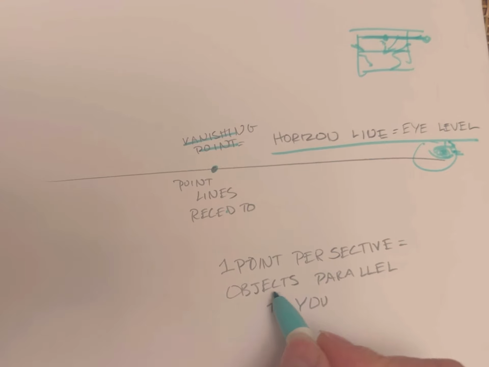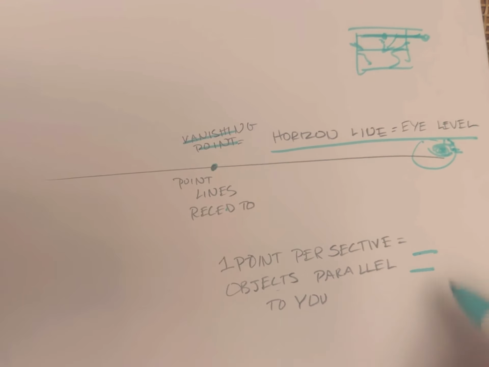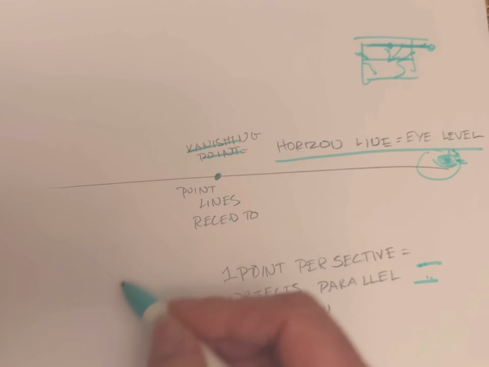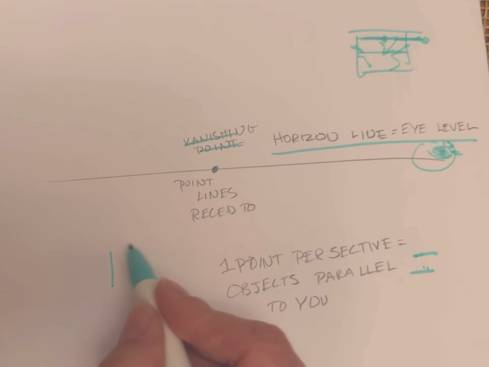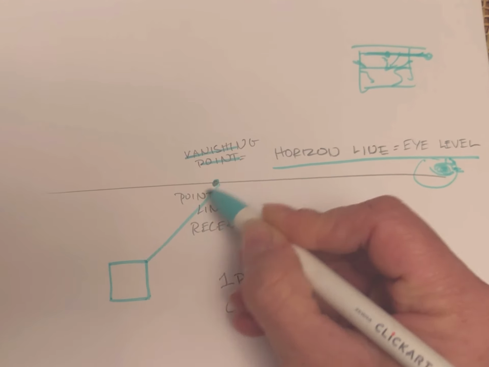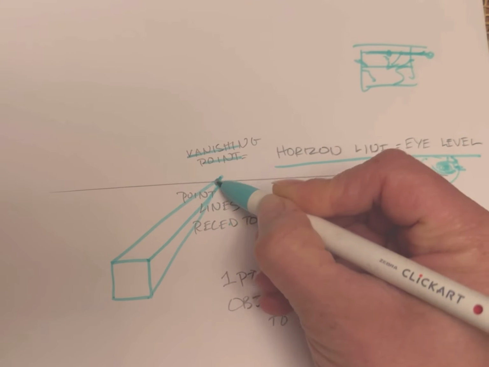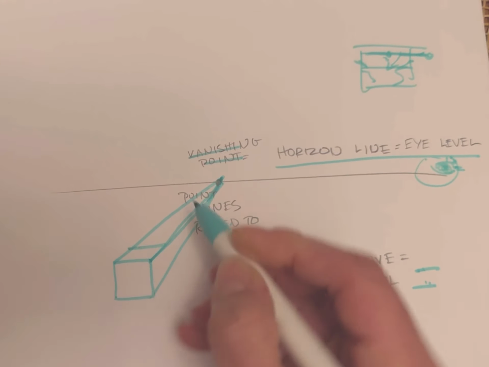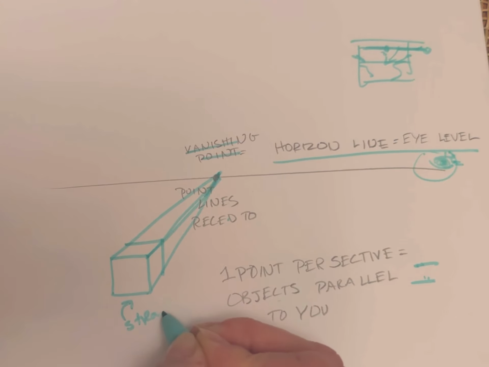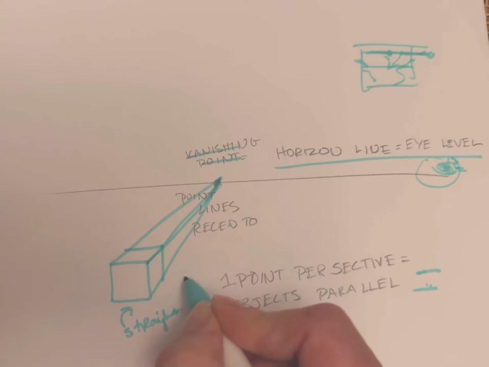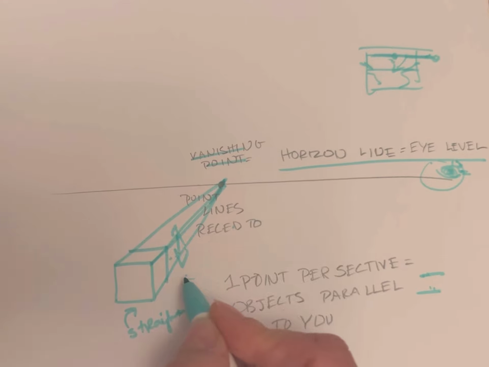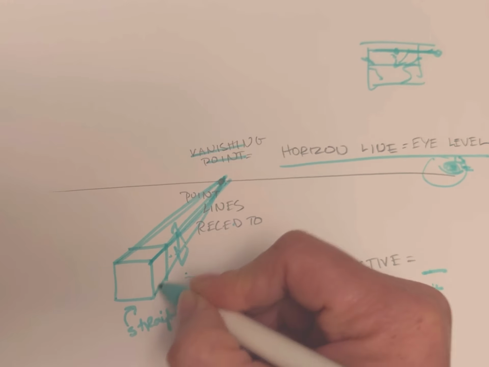Now in one-point perspective, all the objects will be parallel to you, okay? They'll be straight across from you. They won't be tilted or turned. So if we were to do, for instance, a box in one-point perspective, it might look like this. We see the front of it, and then all the side lines go straight back to our vanishing point. And then you could add in these other lines. So this line is going to be straight. And this one, these vertical ones, are also going to be straight. And then the ones that recede are the ones that are going to tilt, okay?